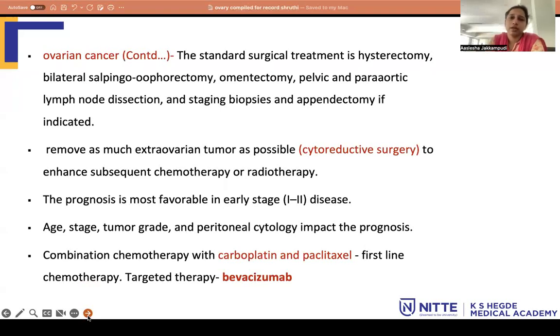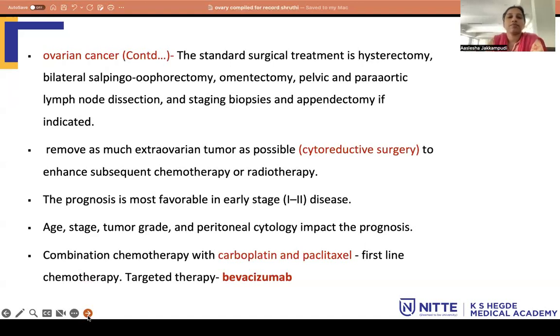So the main principle here is to remove as much extra ovarian tumor as possible, which is called cytoreductive surgery, to enhance subsequent chemotherapy or radiotherapy. So the standard treatment in ovarian cancer is surgery followed by chemotherapy. Surgery should be cytoreductive surgery. The prognosis is most favorable when it is early stage, stage 1 to 2 has good prognosis.